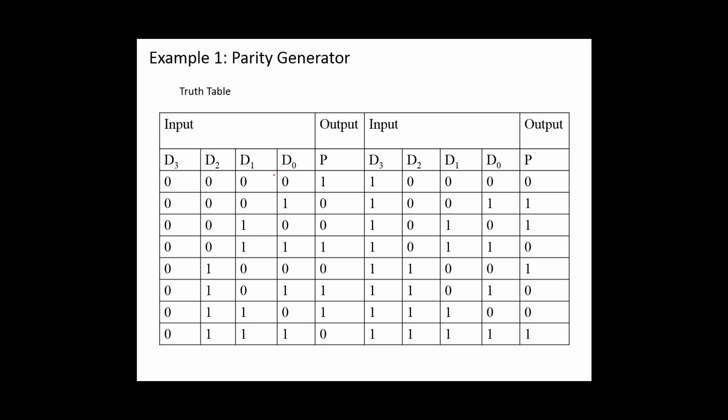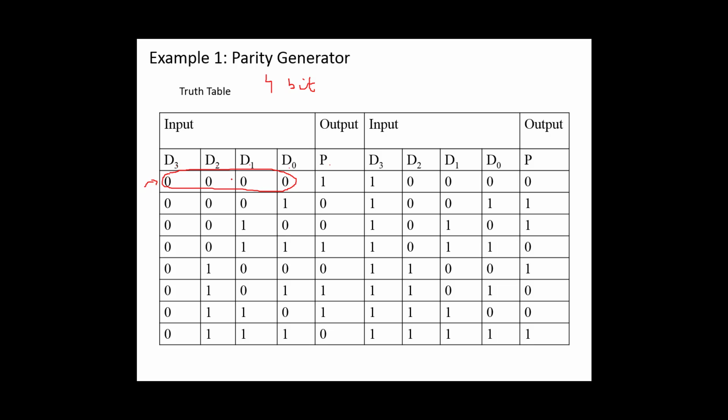So this is a truth table. Let's assume a 4-bit parity generator which has 4 inputs D0, D1, D2, D3 and 1 output P. And since there are 4 inputs, we have 16 possible input combinations starting from 0, 0, 0, 0 up to 1, 1, 1, 1. Now for each input combination, we will see that either the number of ones in the input is even or odd.